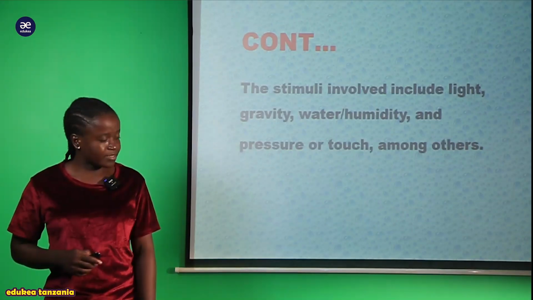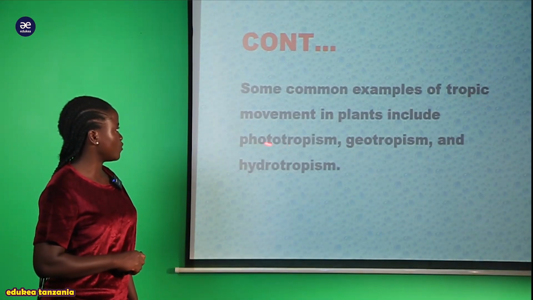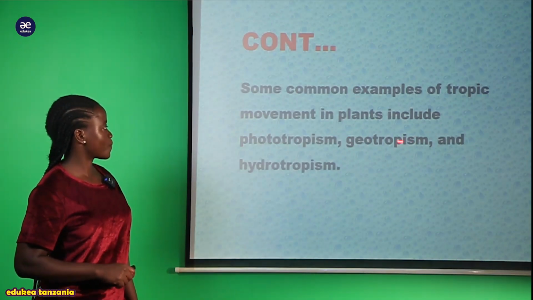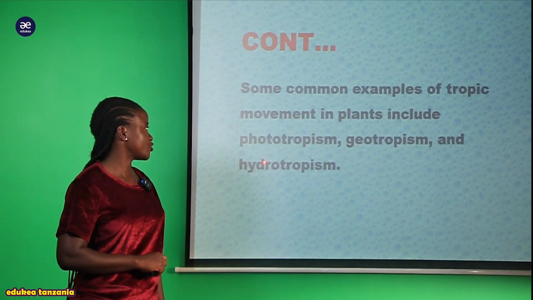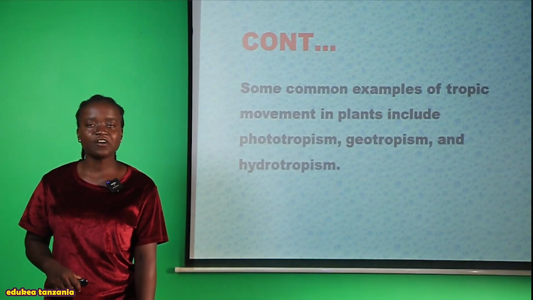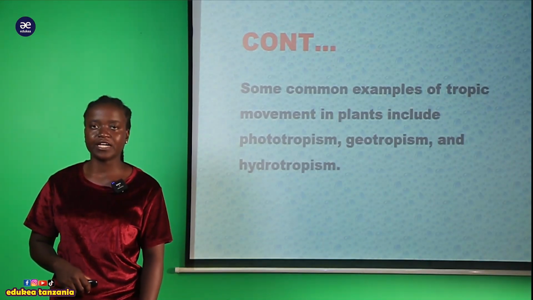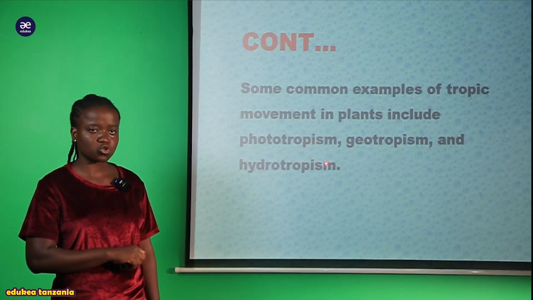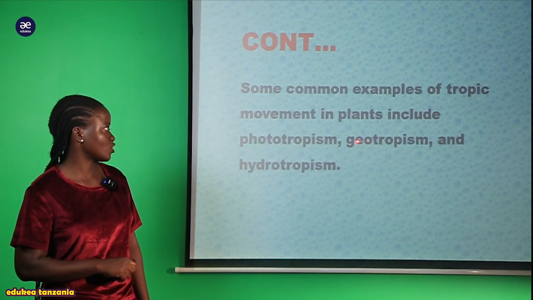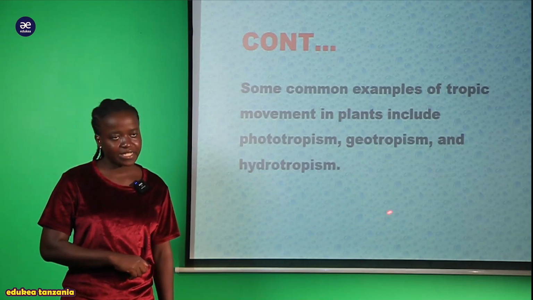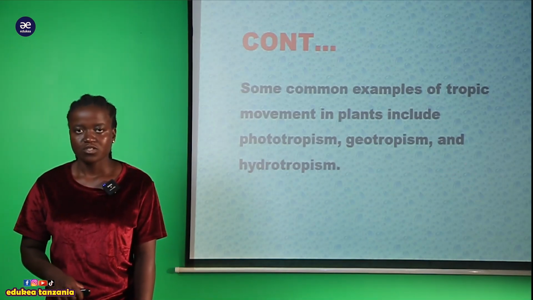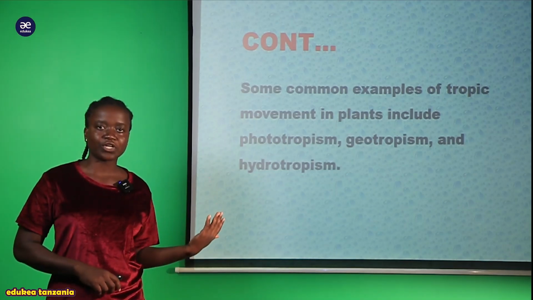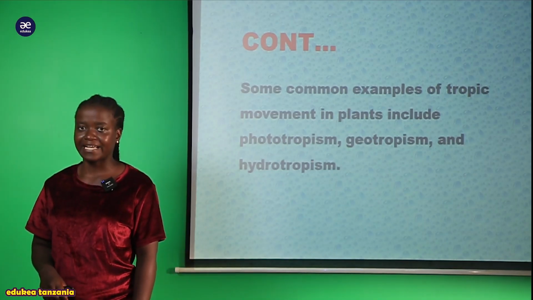Some common examples of tropic movement in a plant include phototropism, geotropism, and hydrotropism. So we have three types of tropic movement. The first is called phototropism. The second is called geotropism. And the third is called hydrotropism. We are going to discuss these one after another, and thereafter we will finish looking at the movement of a plant.